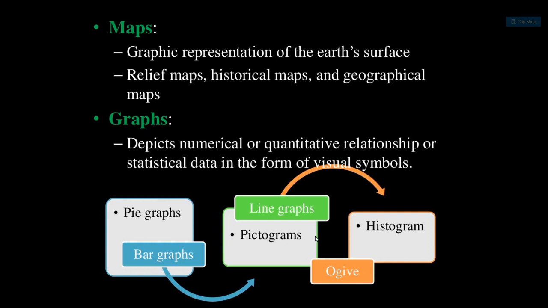Then maps, such as the map of India and the map of the world: graphic representation of the earth's surface, relief maps, historical maps, and geographical maps. Graphs depict numerical or quantitative relationships or statistical data in the form of visual symbols. For example, pie graphs, bar graph, line graph, pictograms, ogive, and histogram. You can study this in your statistics lecture if you remember.